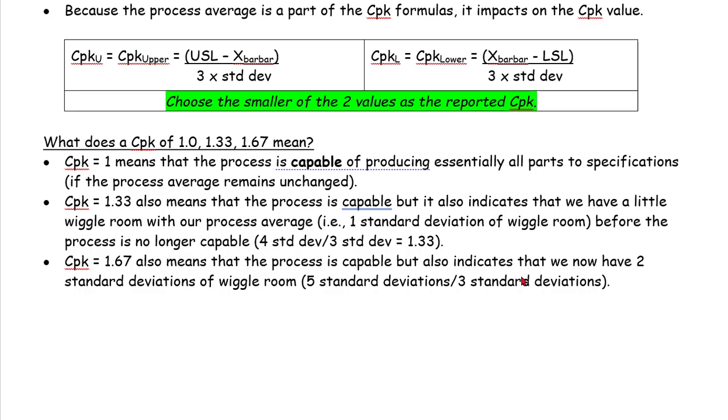If you have a CPK of 1.67, it also means that the process is capable, but also indicates that we now have 2 standard deviations of wiggle room. 5 standard deviations divided by 3 standard deviations is equal to 1.67. You have 2 standard deviations of wiggle room before it goes out of specification.